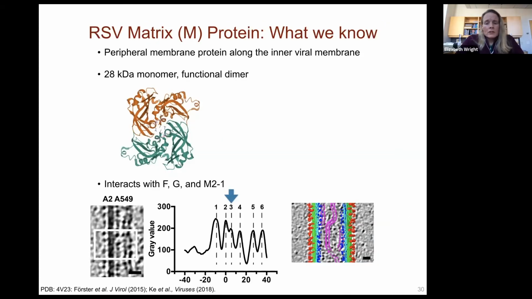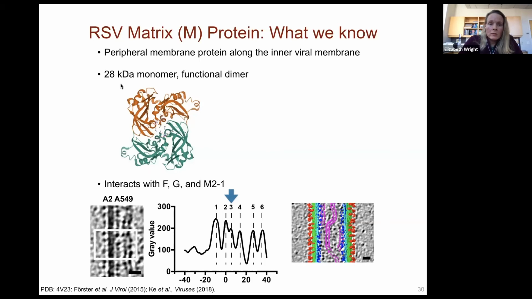So with all the viruses that I've shown you, I've talked very little about the matrix protein. This has been an exciting story for us: to really understand what this protein, which lies at the interface of the membrane of the virus, just under the membrane, is doing to regulate the structure of these virus particles.